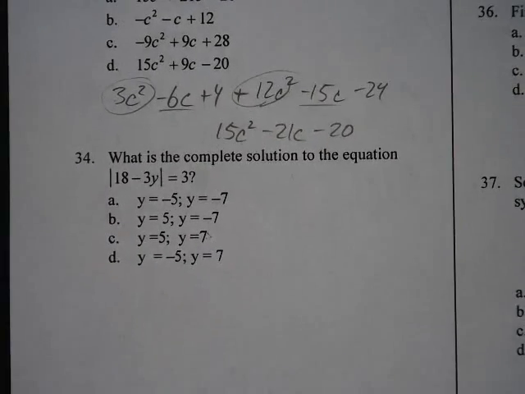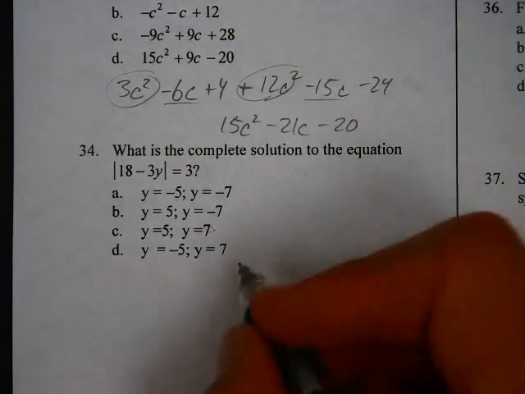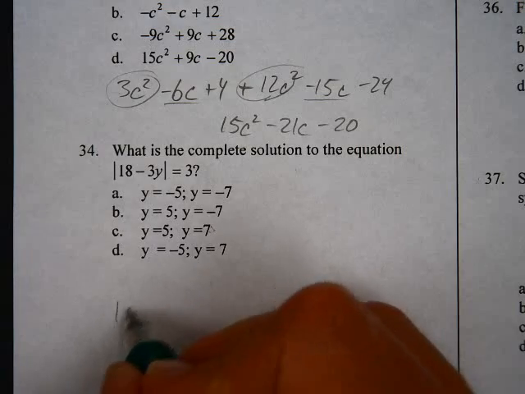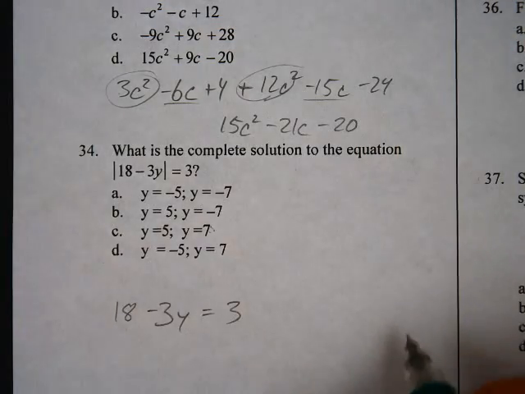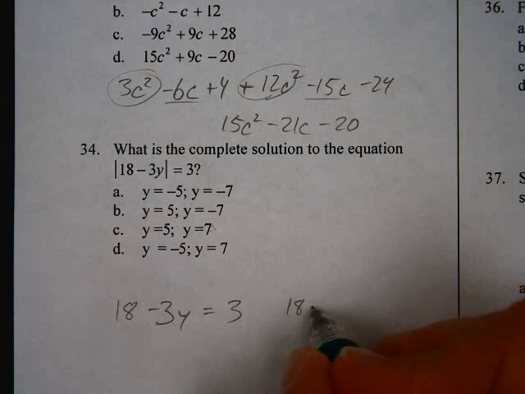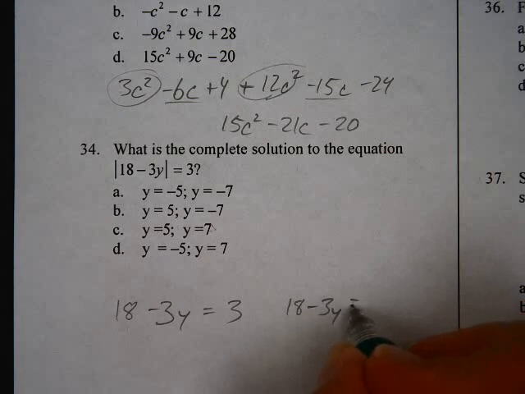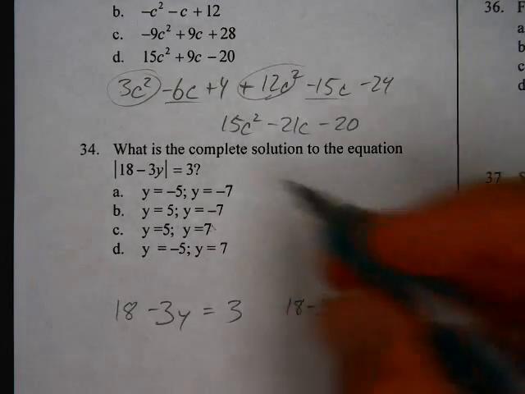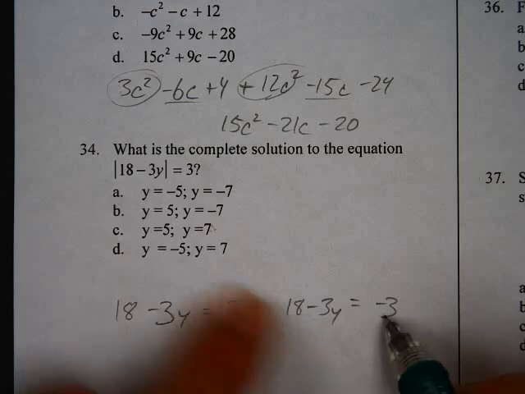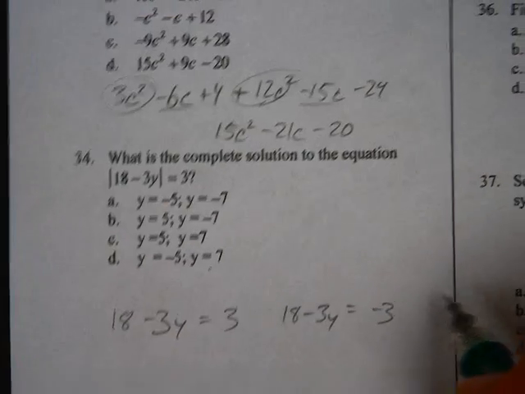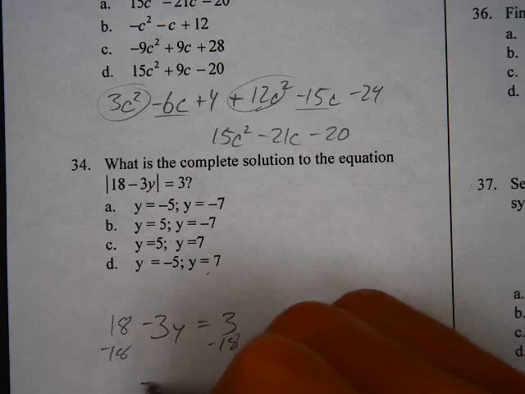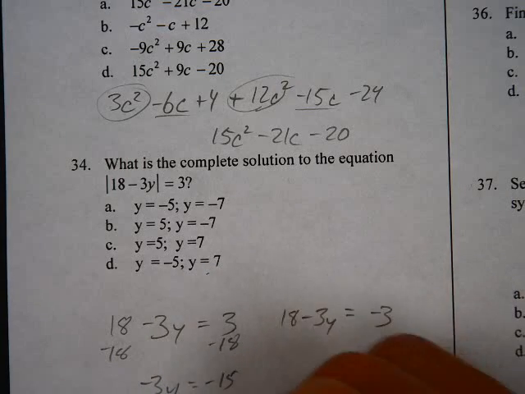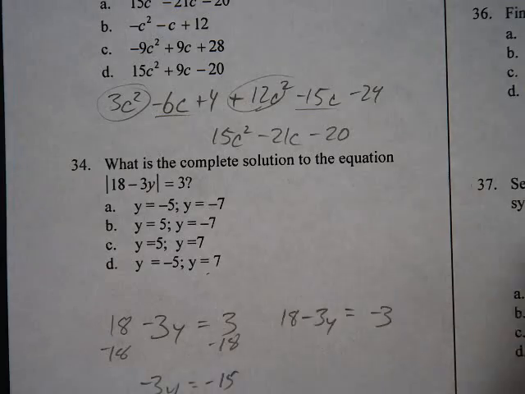What's a complete solution to this equation for number 34? I suggest that we rewrite this in 2 different ways. Write it as you see it without the absolute values, but set it equal to 3 or negative 3, because if it was equal to negative 3, the absolute value would turn it into a positive 3. That's why we do that. Subtract the 18 from both sides, you get negative 3y equals negative 15, y equals 5. That's one of our solutions.